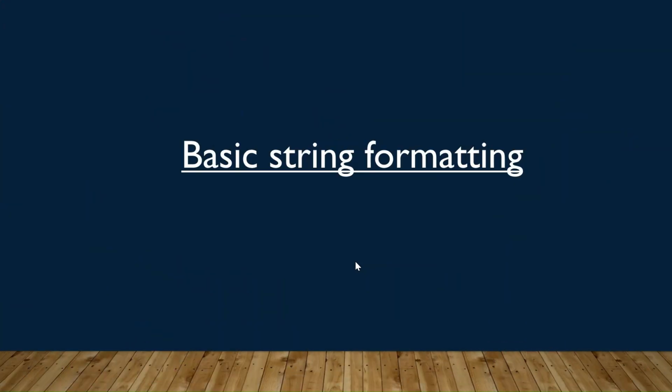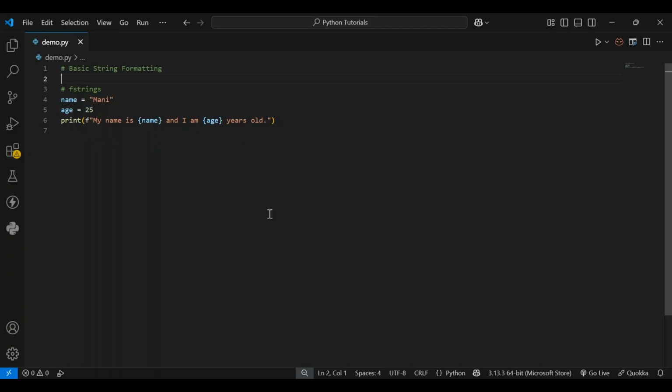Next, let's talk about basic string formatting with an example. F-strings in Python allow you to embed variables directly in strings. In this example, we insert the values of name and age into the string, producing an output like my name is Mani and I am 25 years old. It's a quick and easy way to format strings.